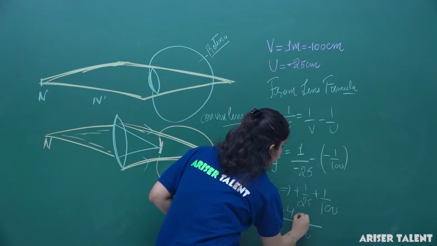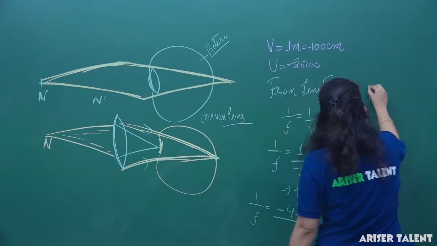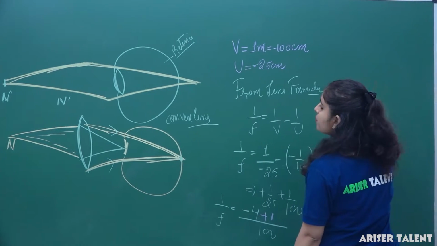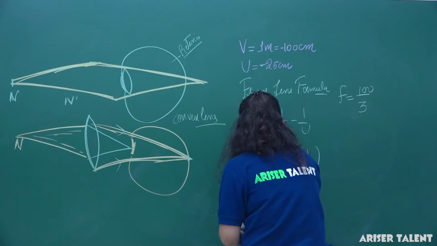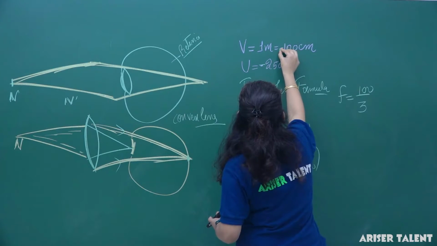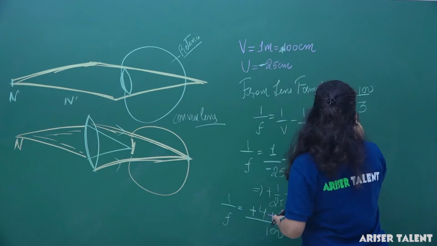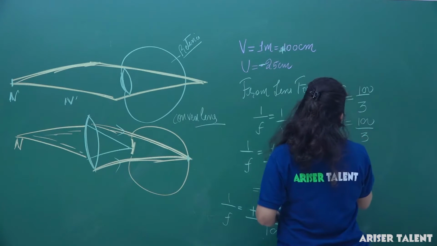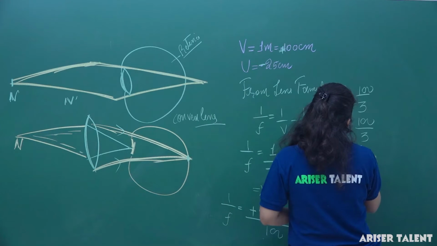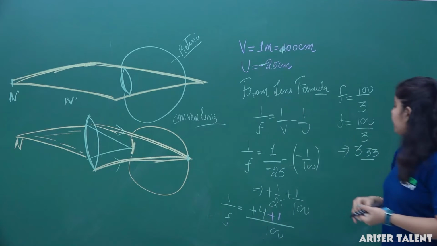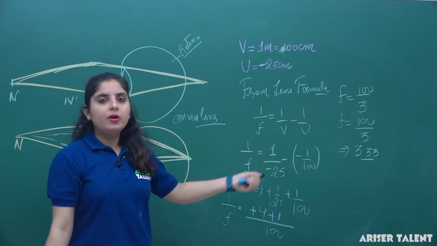And here it will be the plus 1. Okay, now f will be equal to 100 upon 3. No, it will be equal to 100 plus 5. The v will be positive in this case and u will be negative in this case. So f will be equal to 100 upon 3, and 100 upon 3 is approximately 3.33 in this case.